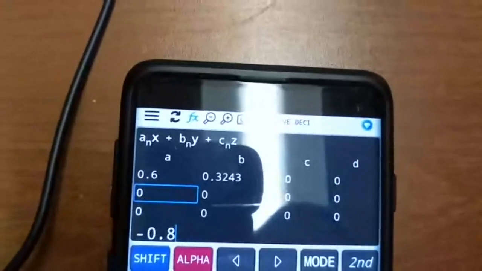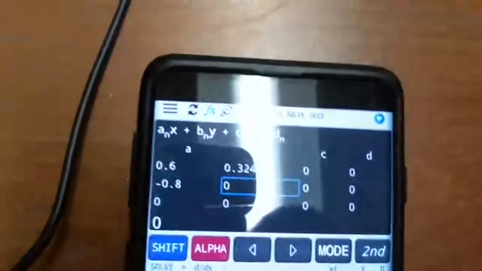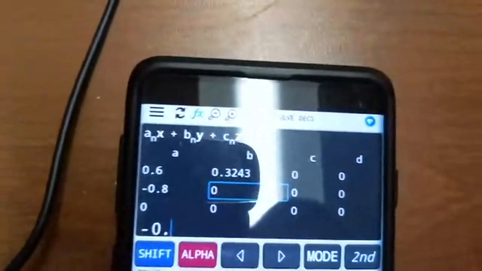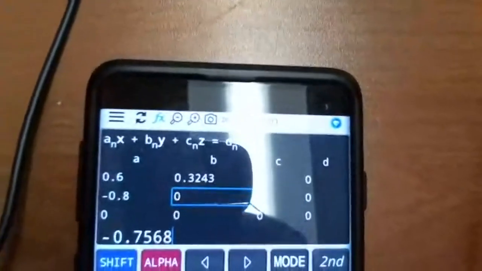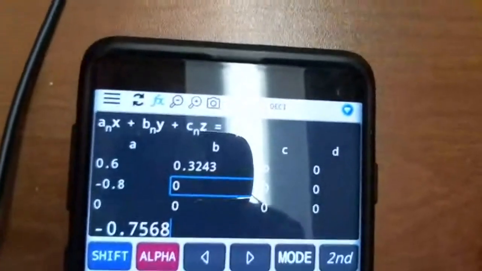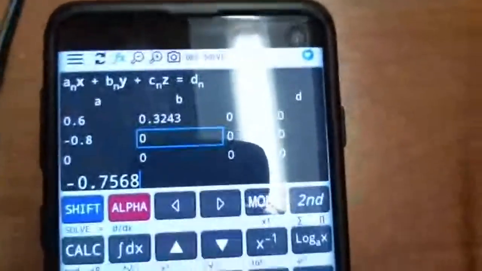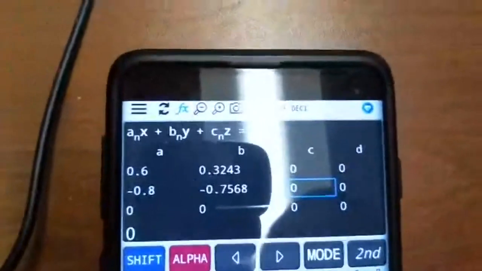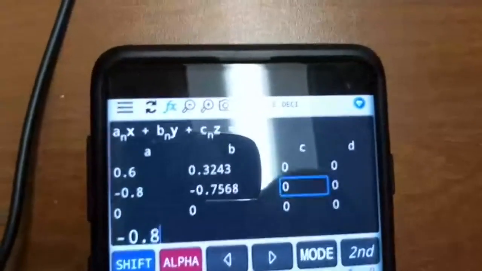I'm going to do the minuses. Minus 0.7568. This should be kind of what it looks like. Were you able to get that figured out? Here, I'll see if I can chug it out.